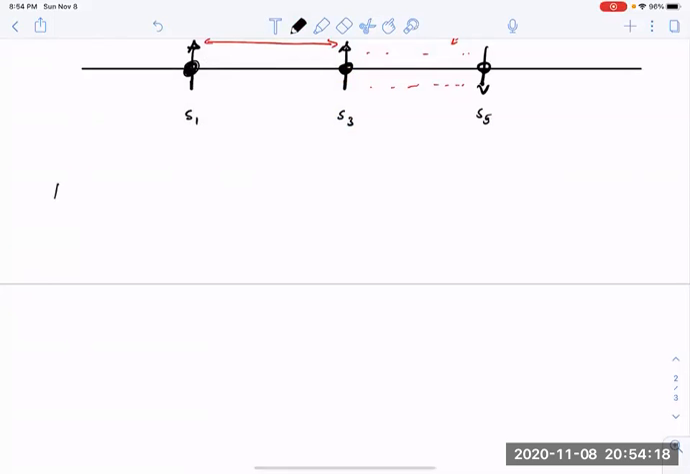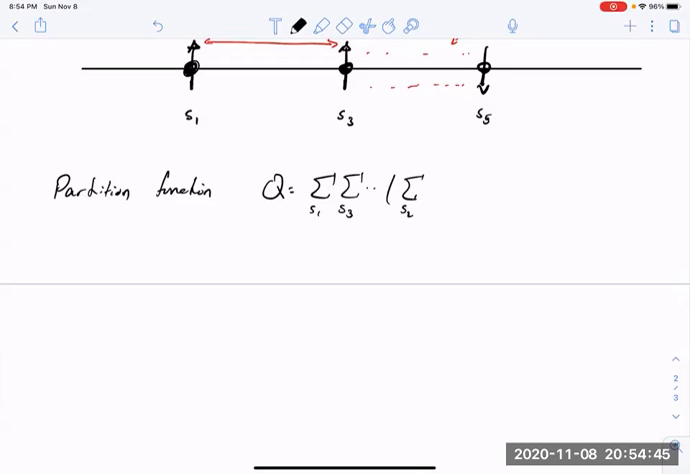So we can understand this by writing down the partition function for this one-dimensional spin chain. Call it Q for the canonical ensemble we're considering, in which case I have a sum over spin 1, a sum over spin 3, all the even spins, and I can group those sums separately from the odd spins.